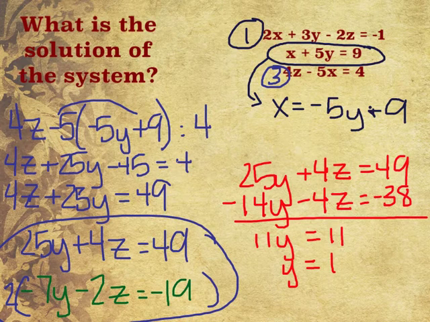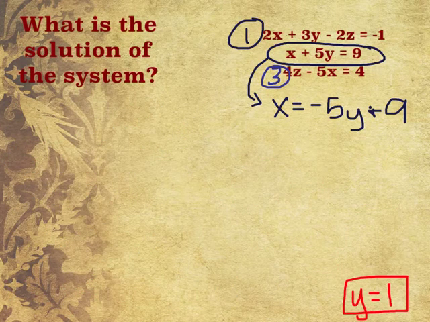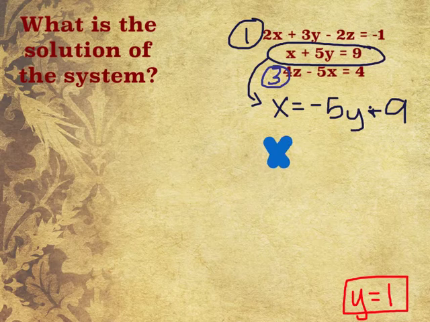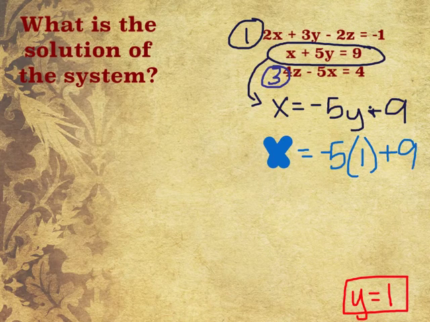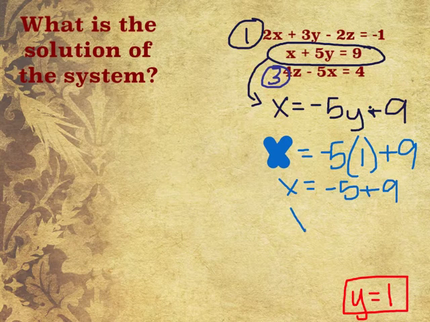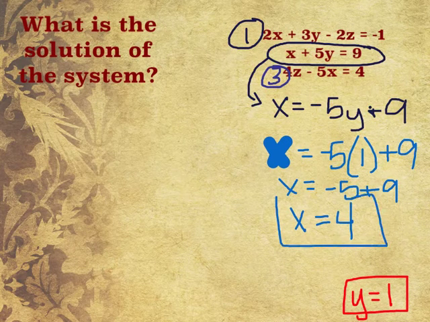Again, I'm going to erase some of my work. So I know that x equals negative 5y plus 9, and I know what y equals, so I'll plug that in. X equals negative 5 times 1 plus 9. So x equals negative 5 plus 9, so x equals 4. Now I will go up to one of my even previous equations, maybe the first one, and plug in my x value and my y value in order to solve for z.